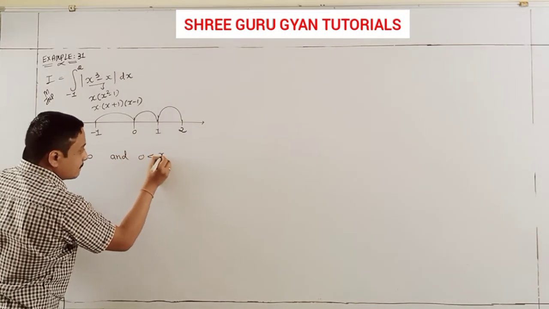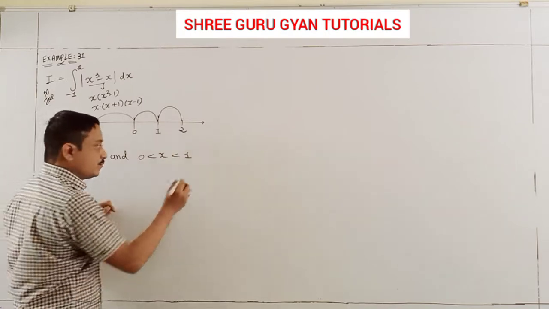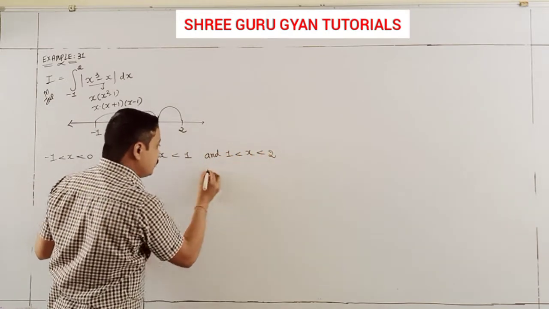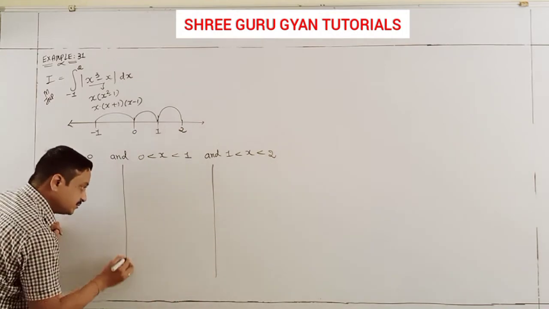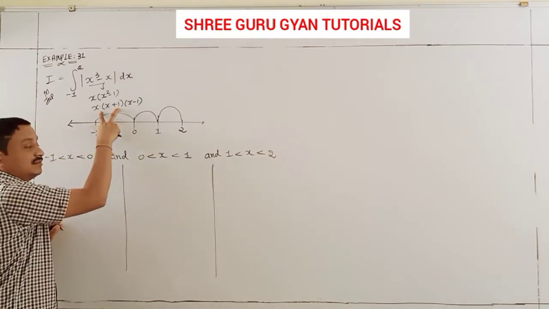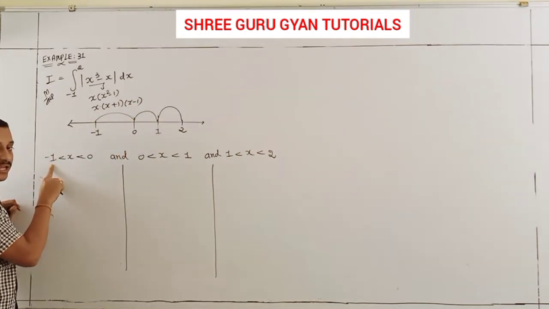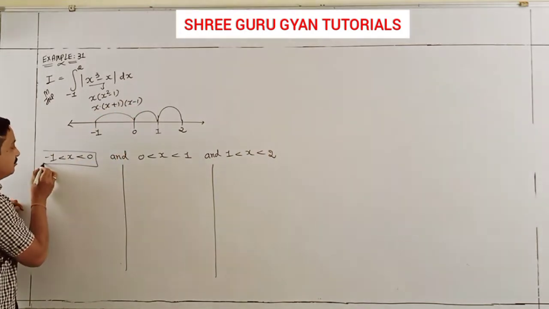Second, 0 to 1. Third, 1 to 2. And check the conditions. I check first this level, x plus 1 and x minus 1. So x is minus 1 to 0, already present there, negative.